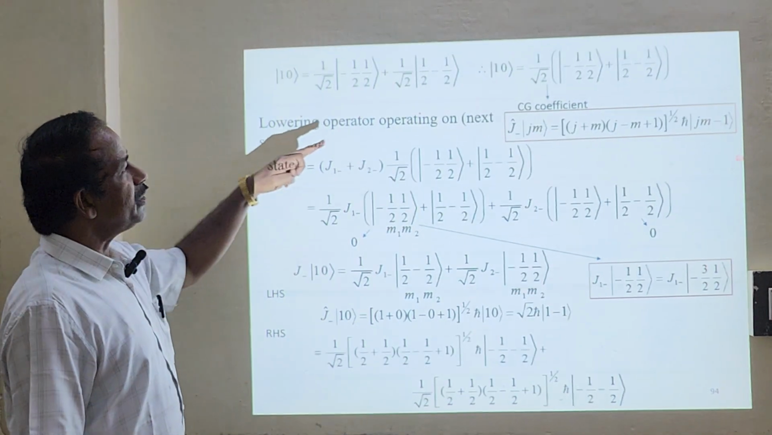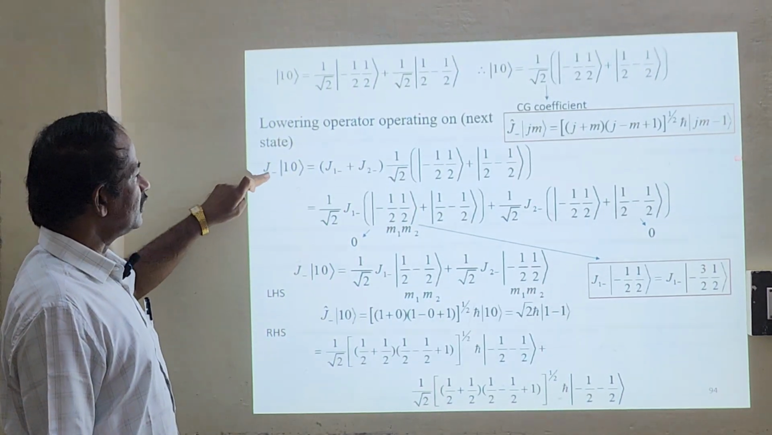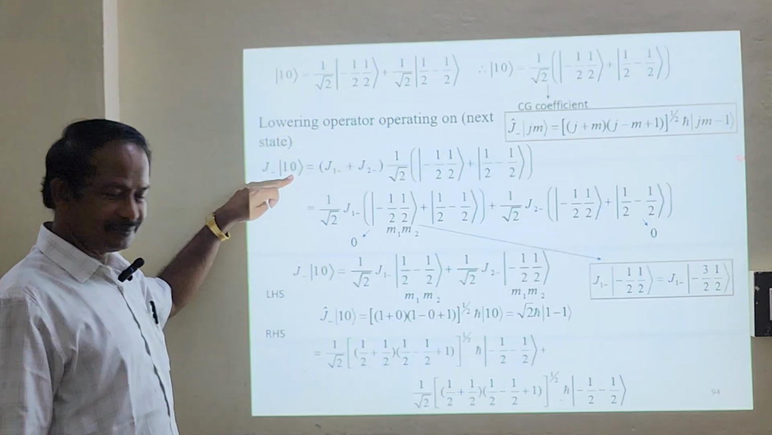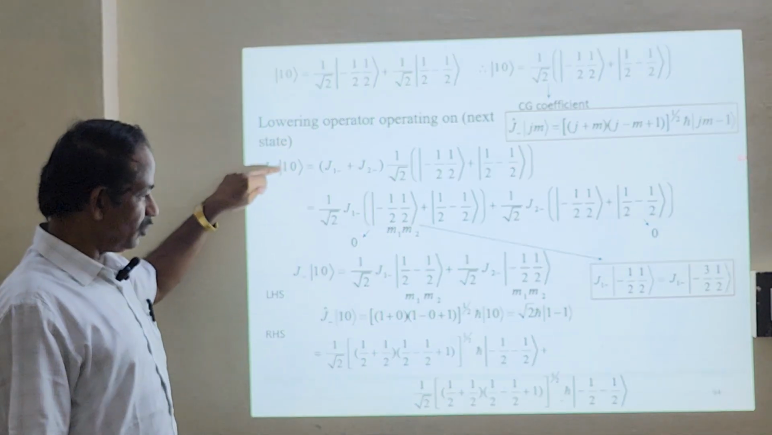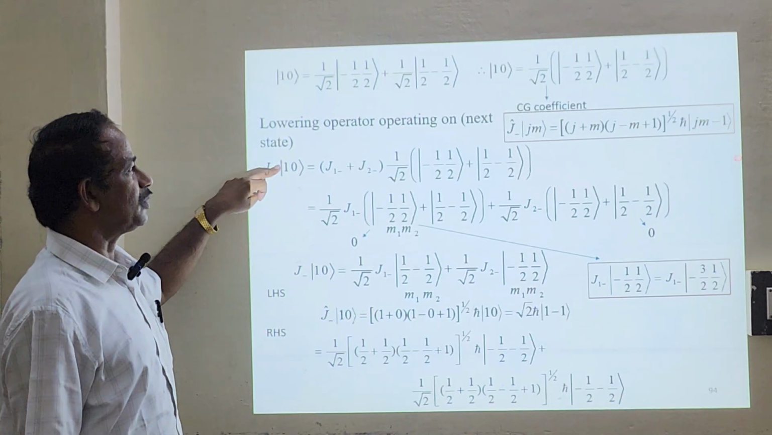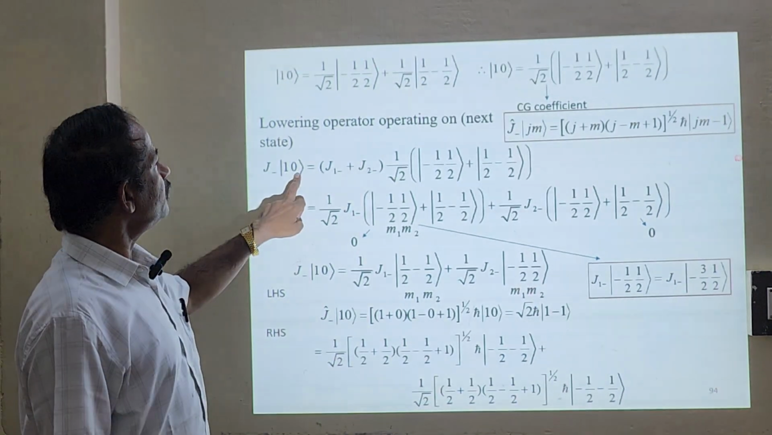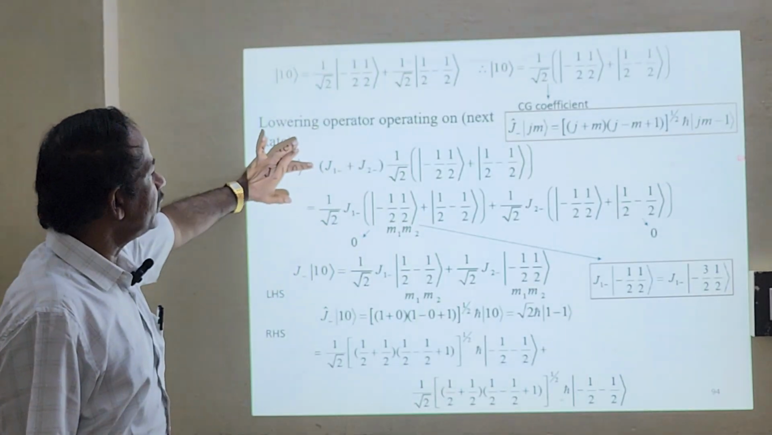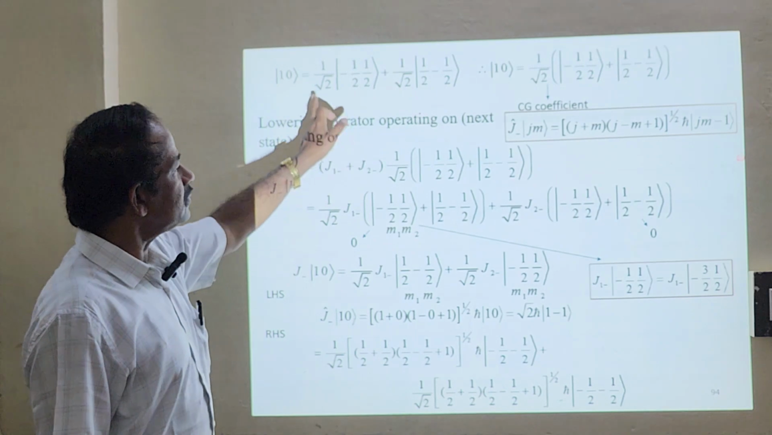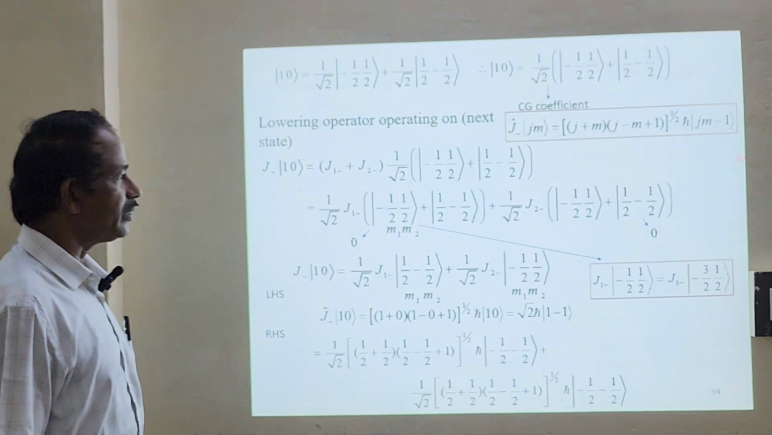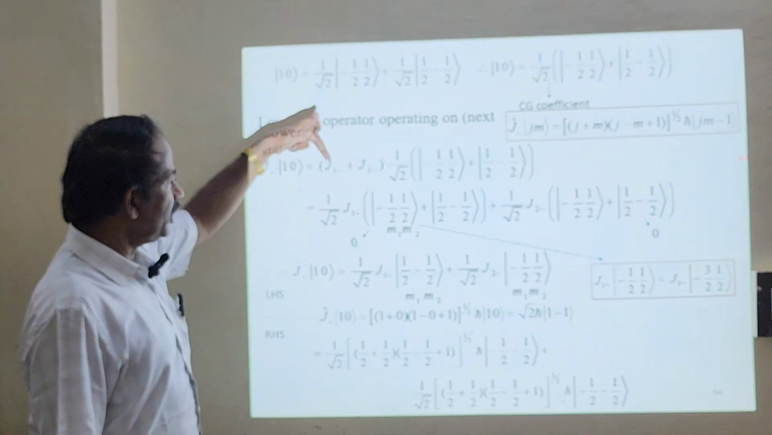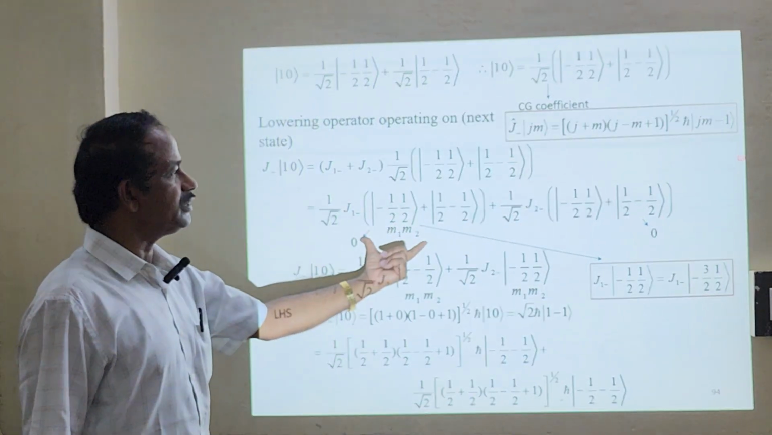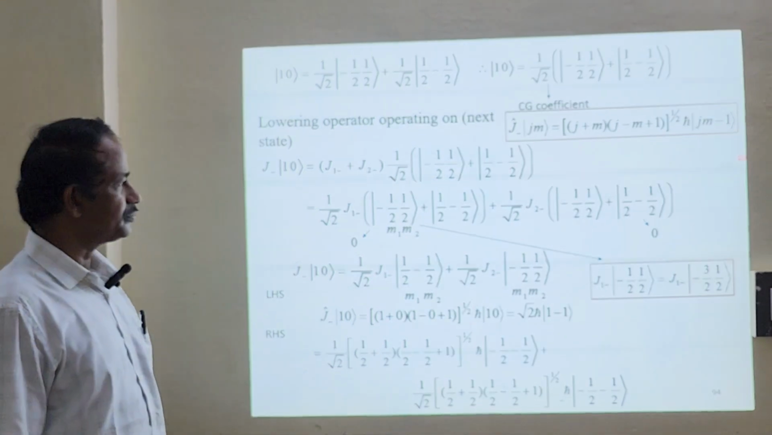Now the lowering operator on the next state, |1, 0>, will give me |1, -1>. Okay, lowering operator. So that will go to the next one. We will calculate now. |1, 0> will give you this one, J1 minus plus J2 minus on 1 by root 2 of this. Is it okay? This is okay. So J1 multiplied by this, J2 multiplied by this.